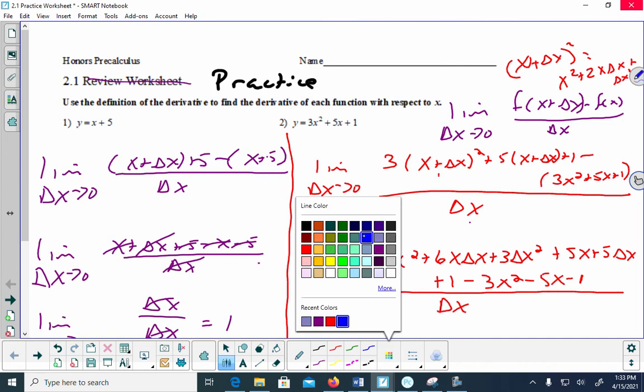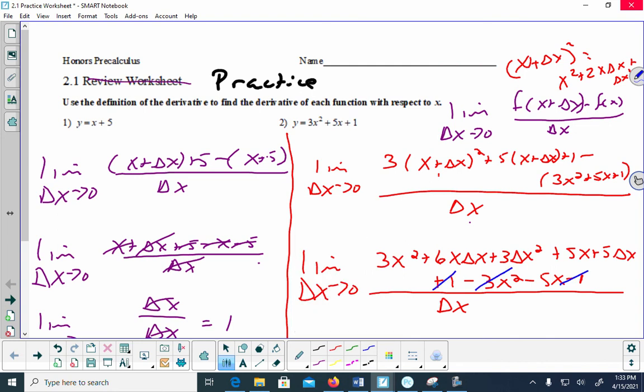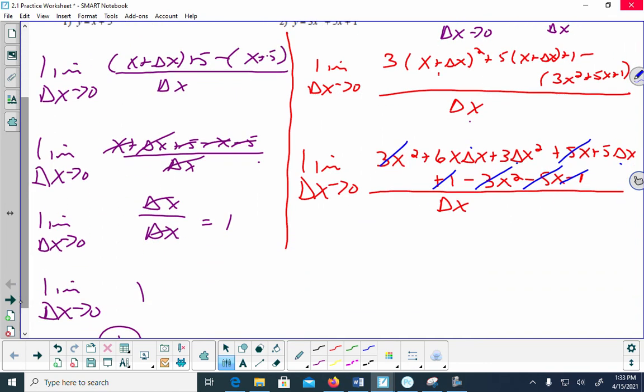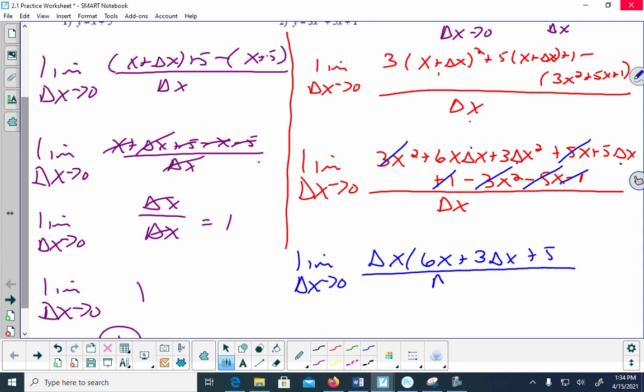I'm going to cross out what can cross out. So the 1 will simplify with the 1. No particular order that I'm doing those in. Everything that I have left should have a delta x. So I'm going to factor out the delta x as I write the next line. So factoring out the delta x, I'll be left with 6x. This is delta x squared, so I'll be left with 1 delta x. And then I am going to be left with plus 5 all over delta x.